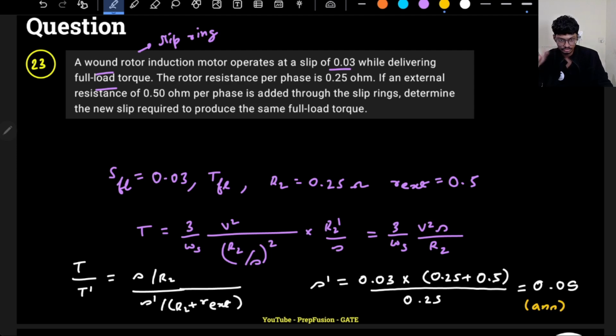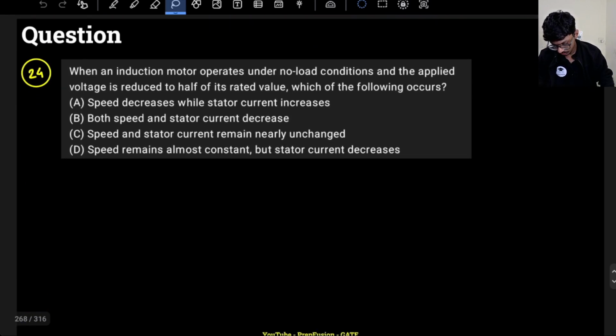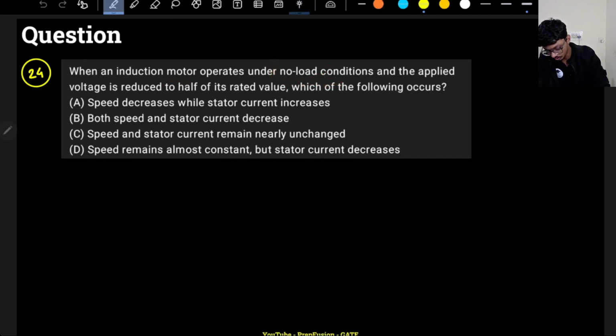Okay, these kind of things also can be asked. You should know how to manipulate the torque equation, what happens with the torque equation. So let's move to the next question. In this question they are telling me that the induction motor operates in no load condition. No load means the slip is almost equal to 1, that is in the high slip region. Also no load means the load torque is 0. So developed torque also will be almost 0; there will be some developed torque due to the friction and windage loss, but that will be almost negligible. Developed torque also will be almost 0.